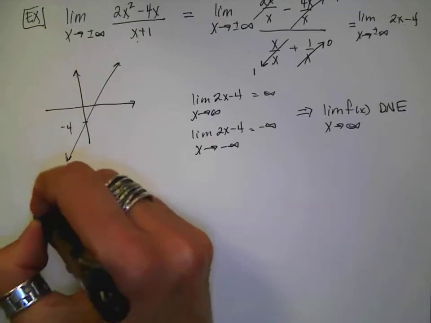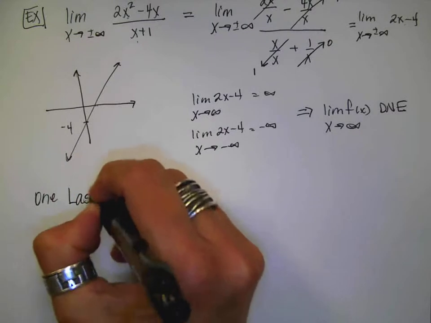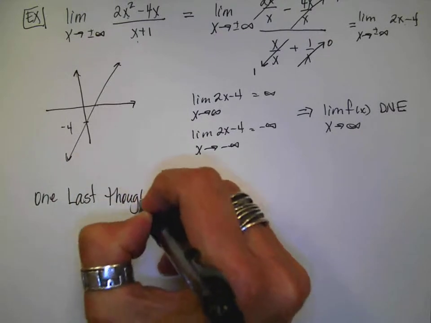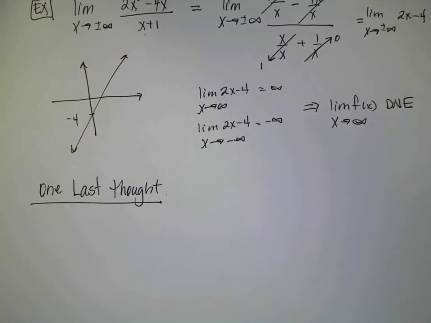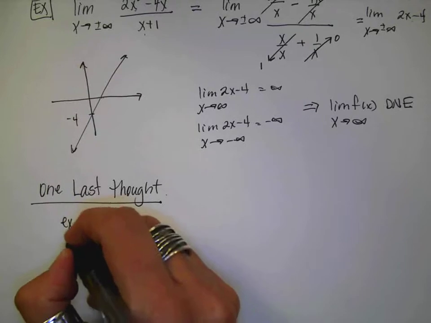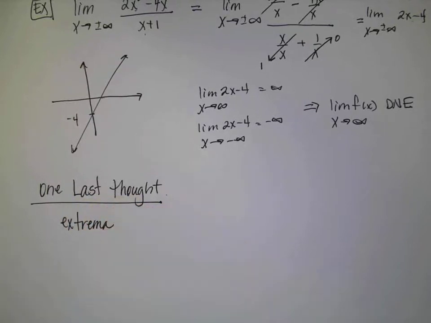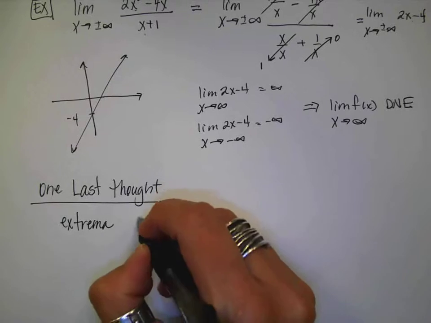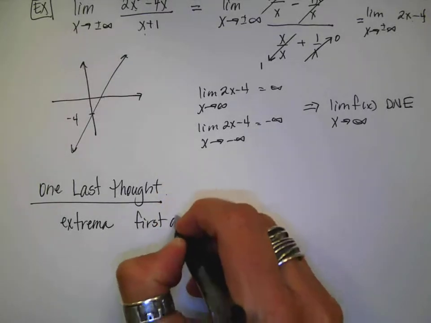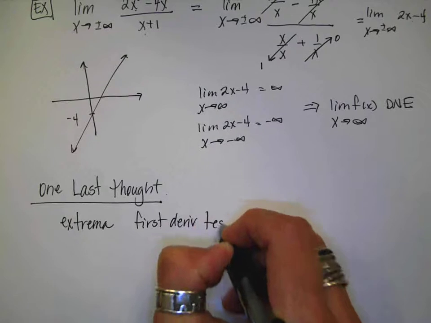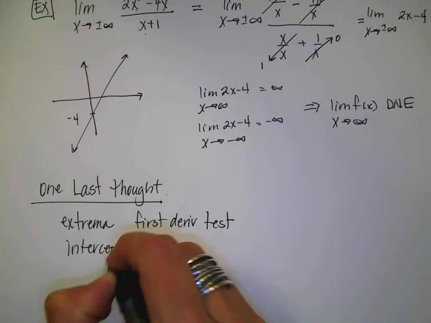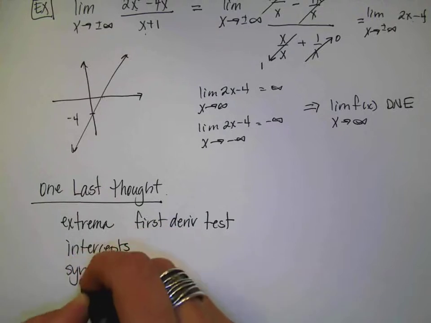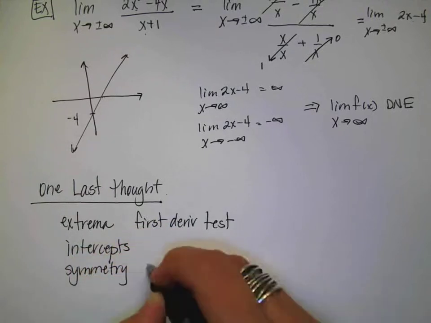Alrighty, so we're done with examples, but what I wanted to do is give you one last thought. So we have done a lot with graphs, and we've done a lot with determining information and characteristics about our graphs from our previous sections. We know how to find extrema, and I can do that with my first derivative test. We know how to find intercepts. Hopefully you've known how to do that for a really long time.